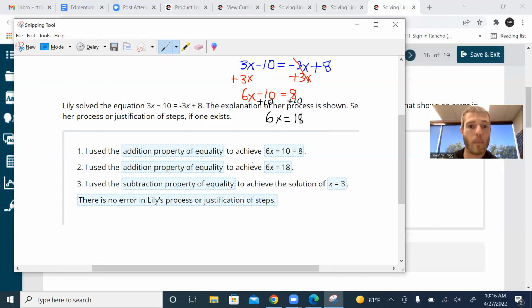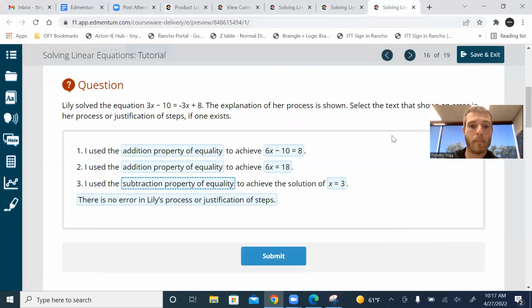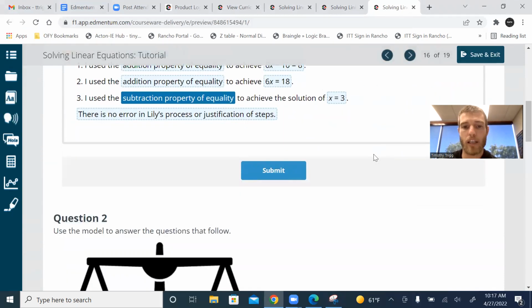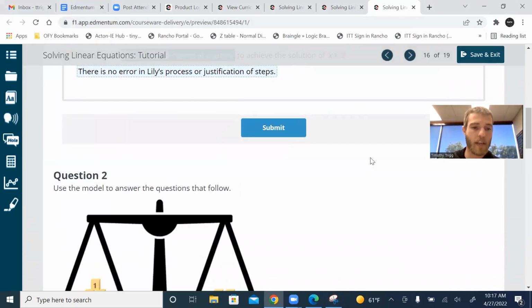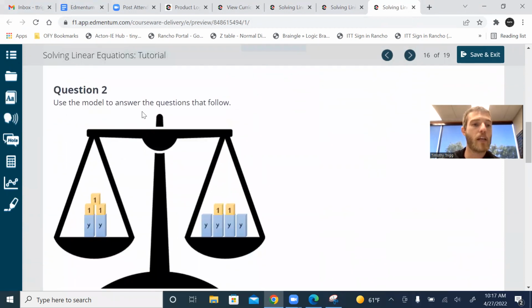Now, what would be my next step in solving this? I hope you can see that the 6 and the x are multiplied, so to cancel it, we would use division. Whatever we do to one side, we do to the other. x equals 3. Here we divided on both sides. That's the division property of equality. Notice she put subtraction property of equality. That's not correct, so that's where the mistake lies. Even though she got the right answer, she didn't give the correct justification in this case.